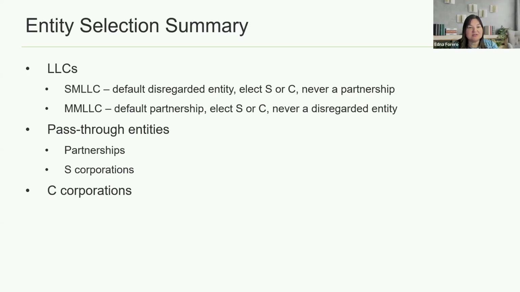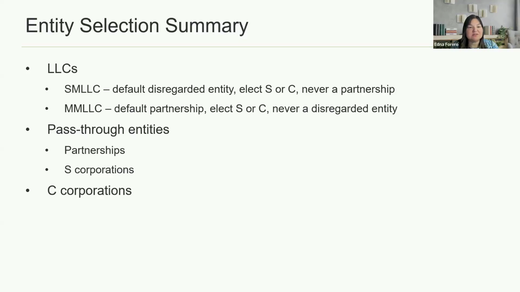They're going to elect to be an S or a C, but never a partnership, again because it's one owner. Partnership requires two. The multi-member LLCs are in essence a default partnership. You'll need to elect S or C, how to be treated for a tax return basis, so that you can determine whether you're going to use an 1120 or a 1065.